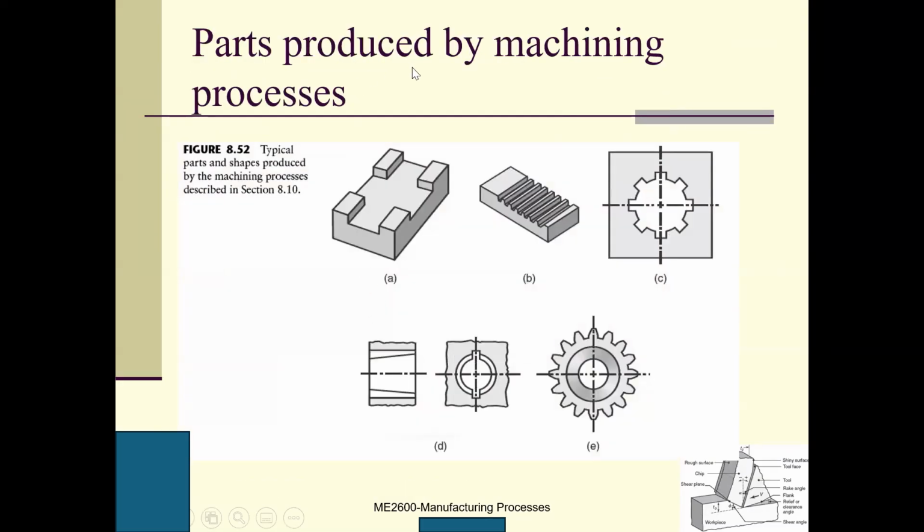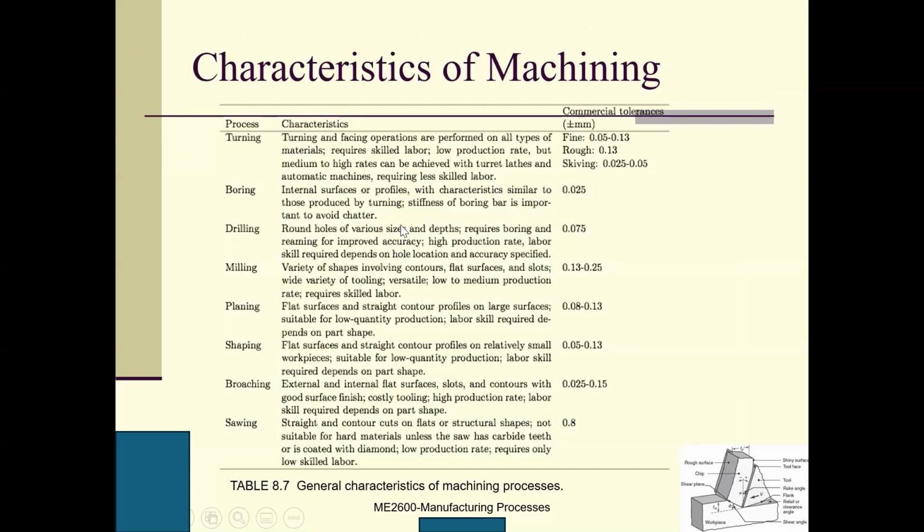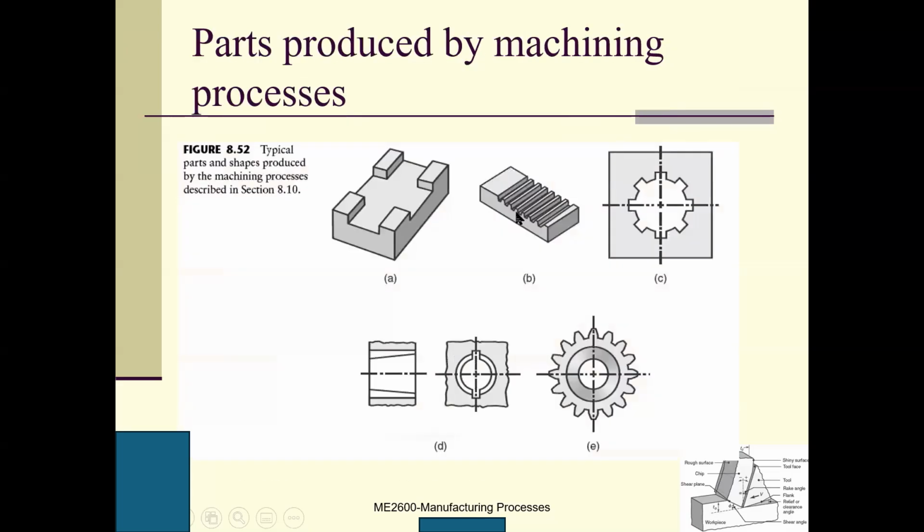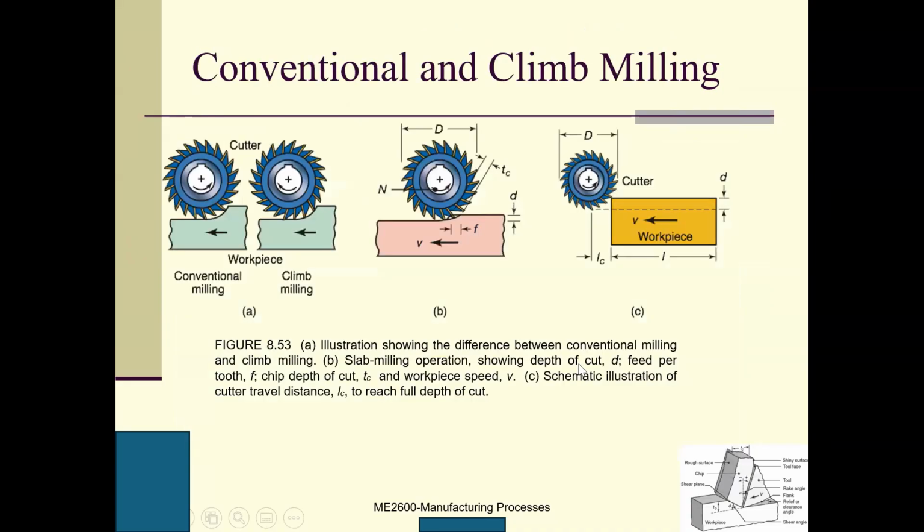So the parts produced by machining processes. Here are the machining processes. This is A, this is B, this slot, you can mill it. This one is forming an arc. Here it is forming also. Here is a pier, and this is a gear. This is not basic machining, so it's very complicated.